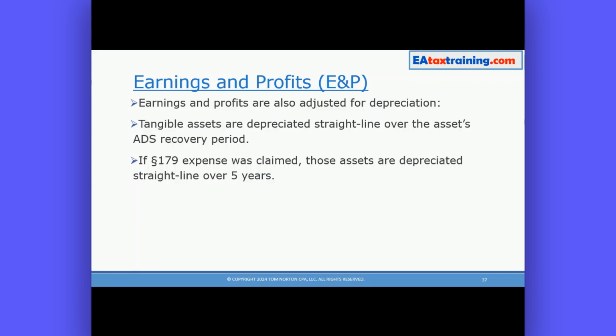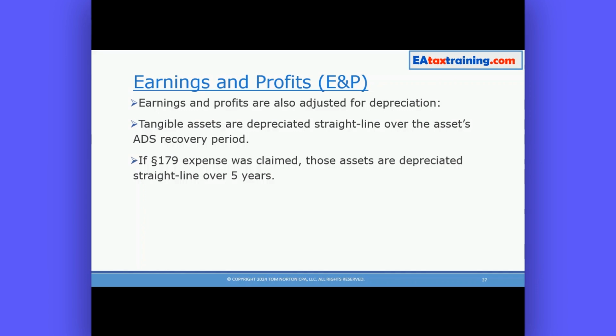That is going to result in less depreciation expense in the earlier years of the asset's recovery period and relatively larger amounts of depreciation in the later years of the asset's recovery period. That's why it can be either a positive adjustment or a negative adjustment for E&P, because it's going to depend on where you are in that asset's recovery period.